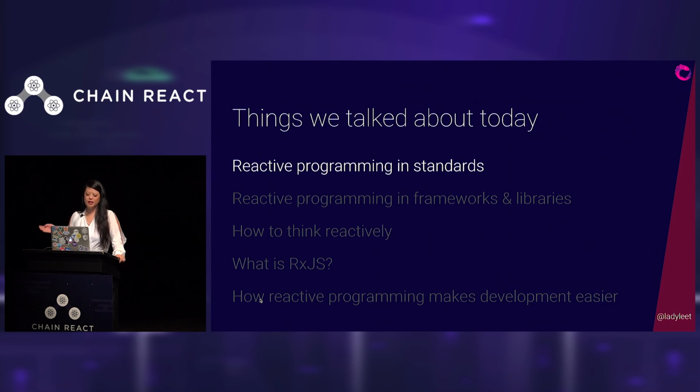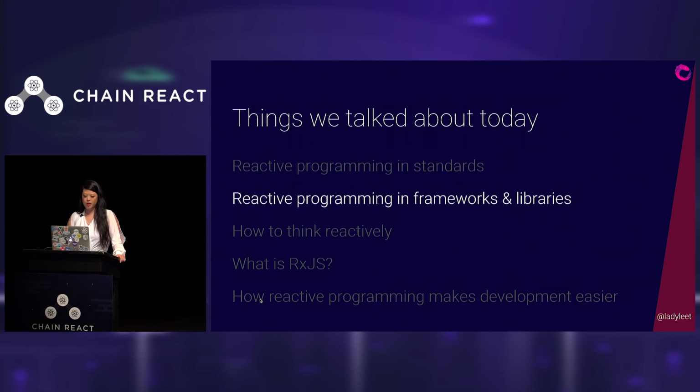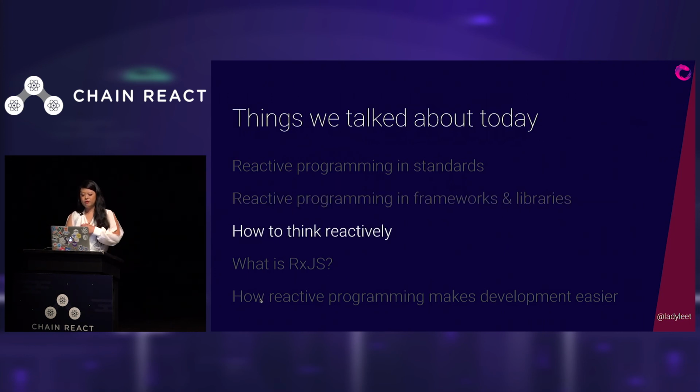So we talked about a few things today. We talked about reactive programming and standards, so looking at promises, observable, and the event target observable proposal, for reactive programming and frameworks and libraries, right? The fact that we see it everywhere. And then how to think reactively, so thinking of everything as sets of values over time. And then what is RxJS, right? Like what an observable is, what an observer is, how they work together, what operators are, and then sort of how they work under the hood.